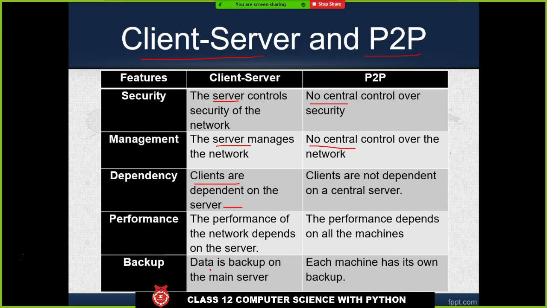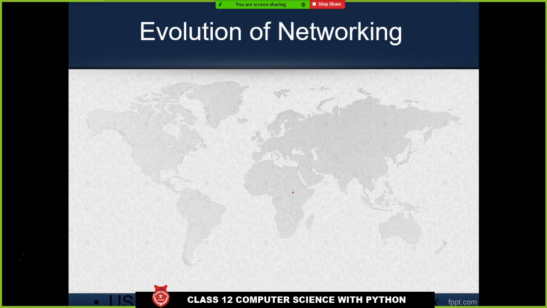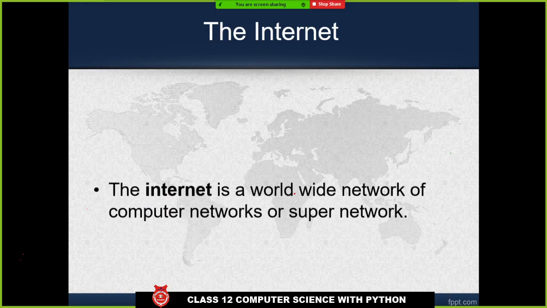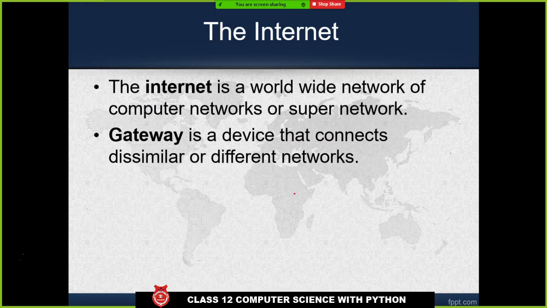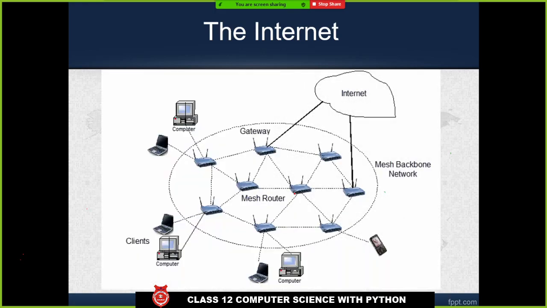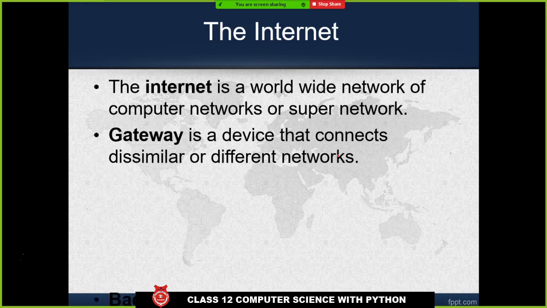And in terms of backup, data is backed up on the main server, but in P2P, the data is not backed up in one particular computer. All right, these are the differences between the different terms. Evolution I have already explained. Internet, I think I don't need to explain. Gateway we are going to study in detail, and these are the examples.